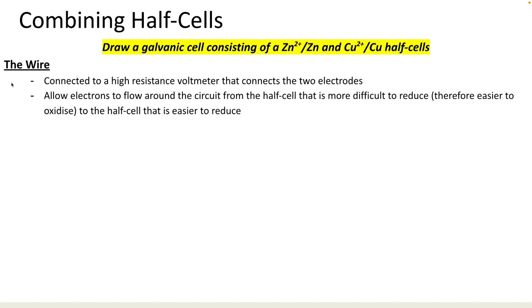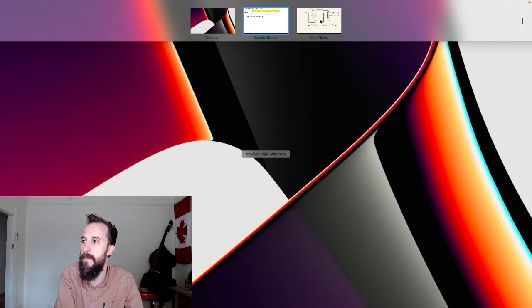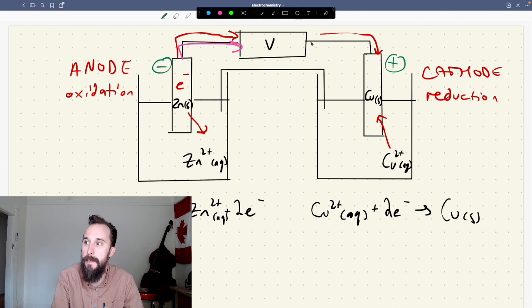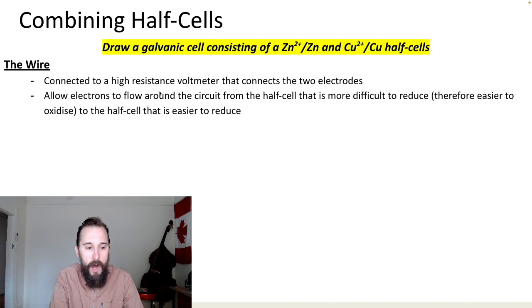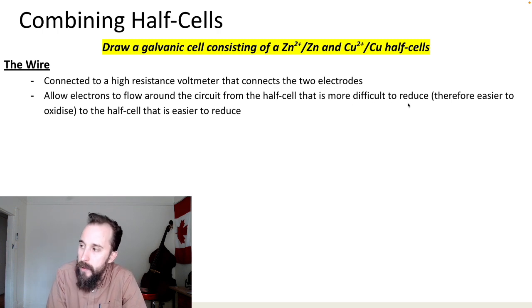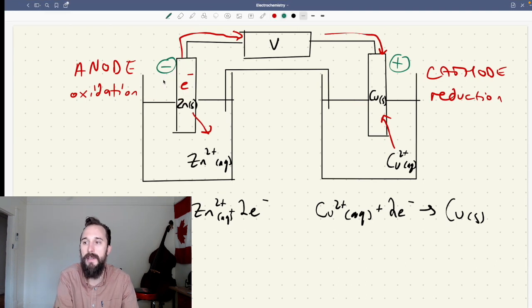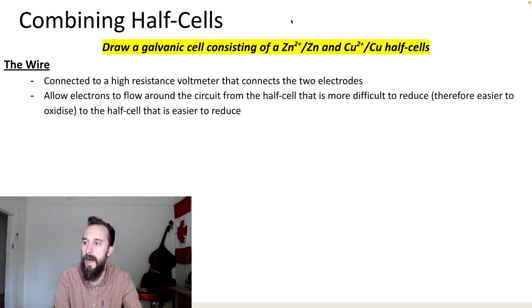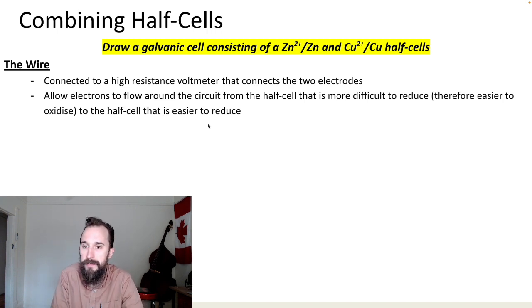Let's talk about these other features of the galvanic cell, starting with the wire. Not referring to one of the greatest series ever made, but instead referring to how we can complete the circuit and connect the two half cells. The wire is connected to a high resistance voltmeter that connects the two electrodes, and allows electrons to flow around the circuit from the half cell that is more difficult to reduce, therefore easier to oxidize. So what we saw here, where the electrons are lost, they flow through the wire to the half cell that is easier to reduce, that wants to gain those electrons.